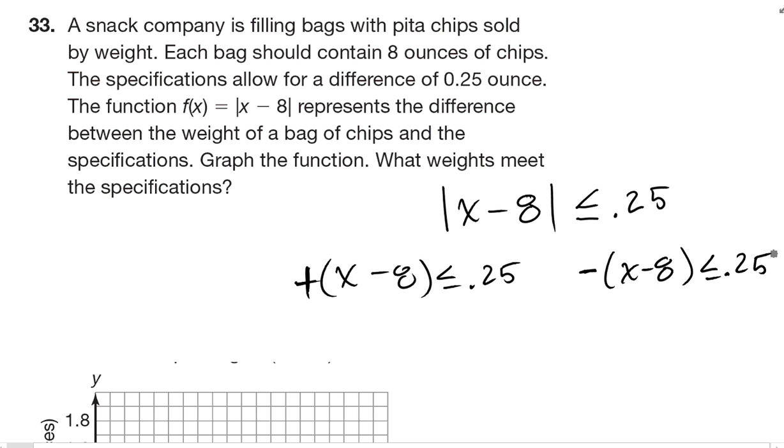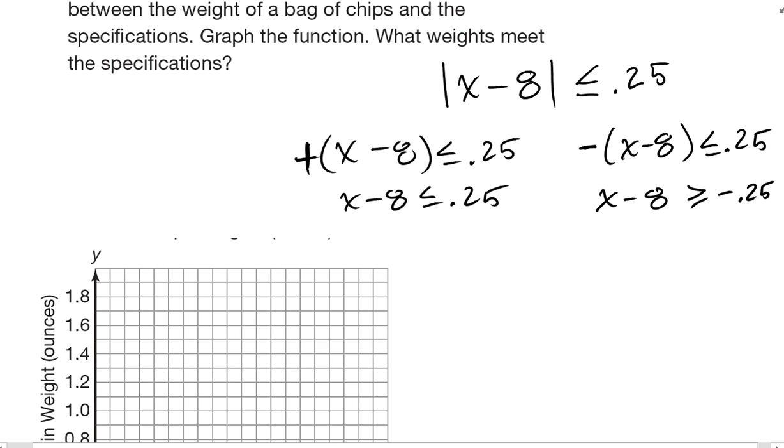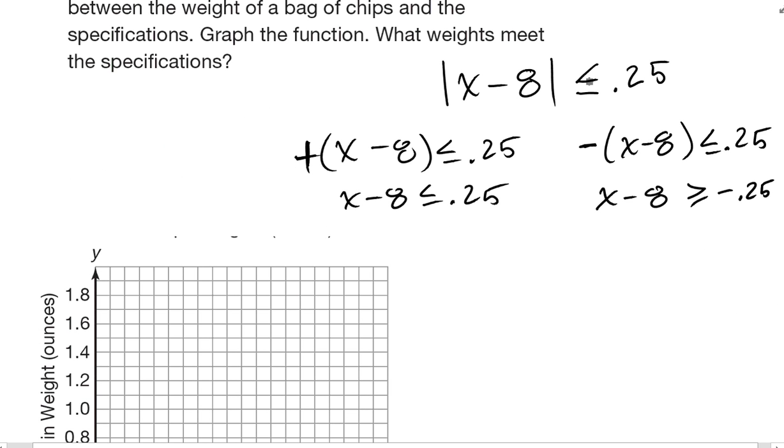So if I solve this again, I drop my parentheses on this side. It's going to be x minus 8 is less than or equal to 0.25. And on this side, once I multiply both sides by negative 1, x minus 8 is, the other side is going to be a negative 0.25, and the direction of my inequality switches. Adding 8 here, by the way, this is a less than, so this is going to be an and relationship.